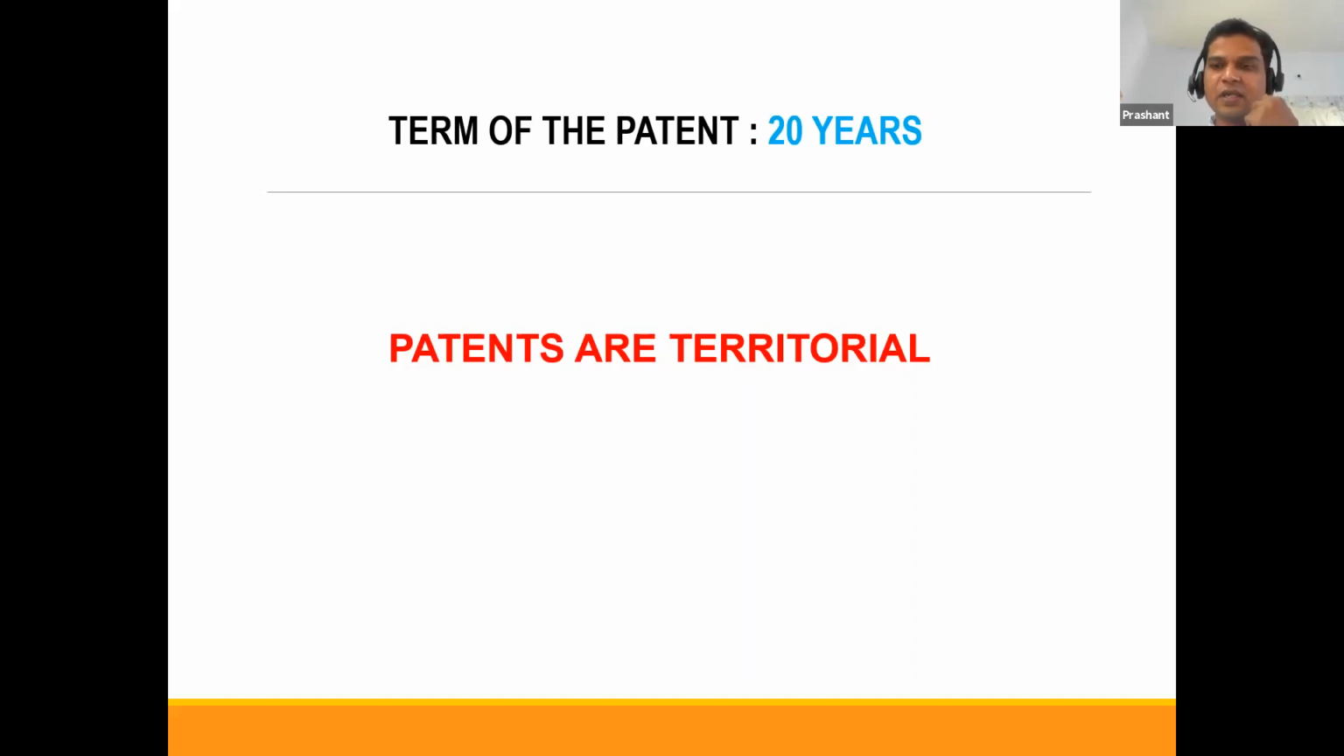And of course, patents are territorial. Having said that, territorial means if you file a patent application for your invention in India, your rights will be restricted to India. Anybody who wants to copy your product in Germany or China or Japan can copy and sell in their country, or sell in a country wherein you don't have patent protection. However, they cannot sell or manufacture in India because your patent is available in India.